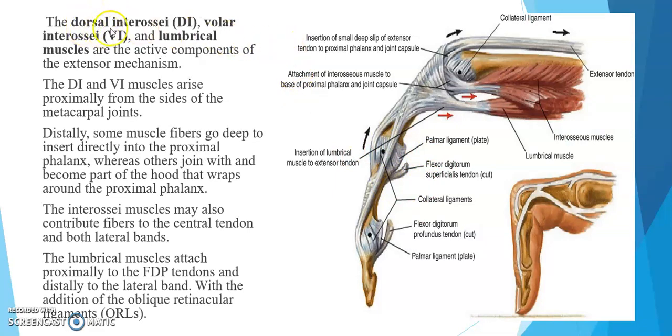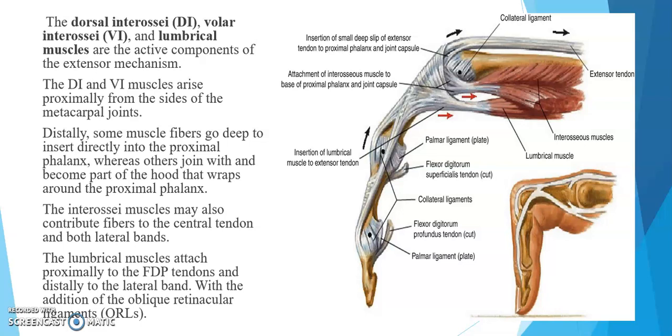Now we'll see about the muscles. These are the passive muscles; even though their position is in the flexor area, they have an important role to play in the extensor expansion, or what we call the extensor mechanism. They are the dorsal interosseous and the volar interosseous, otherwise called palmar interosseous, and then the lumbricals. The interossei we see as a single musculature, even though the two parts have different actions in adduction and abduction of the fingers, and the lumbricals are the other part. They are active components of the extensor mechanism, with an active role in force generation.